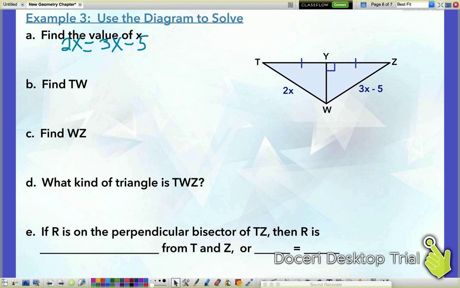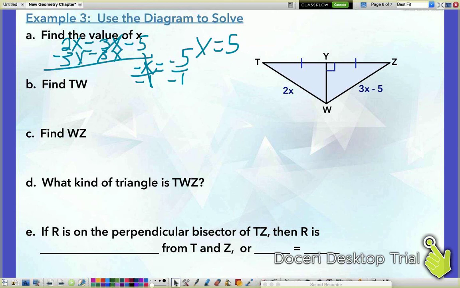Okay, subtract 3x from both sides. Then I have negative x equals negative 5. Okay, I got to divide by a negative 1. Or if you're my daughter, you can just erase the negative. I'm kidding, that does not work, obviously. So I found my x to be 5. Okay, that's all they asked me in part A.